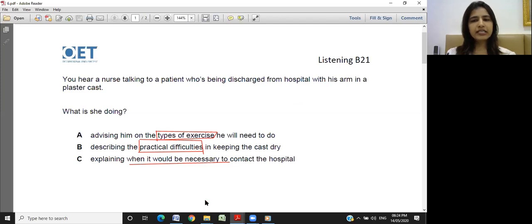The main category is main idea here. So whenever you are dealing with any main idea question, you don't get taken away by just one word or one sentence that you have heard. You go for the major idea, the overview or the main idea of the entire conversation.